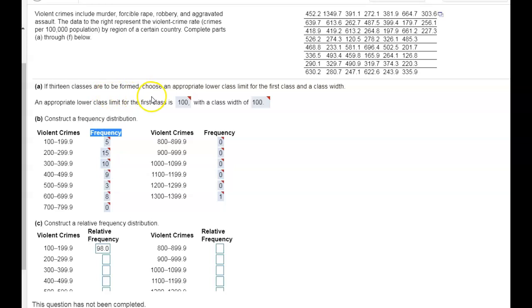Now this idea of classes, that's what this looks like here. If you look carefully, the lower class limit is 100. That's where it starts, because the smallest value, if I look carefully, is 126. So there are no values less than 100. And you can see we're going to 300, 400, 1300. And so it seems reasonable to organize the data by 100s.